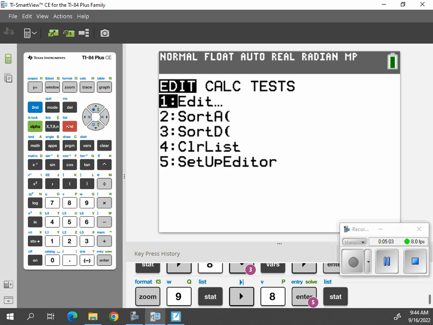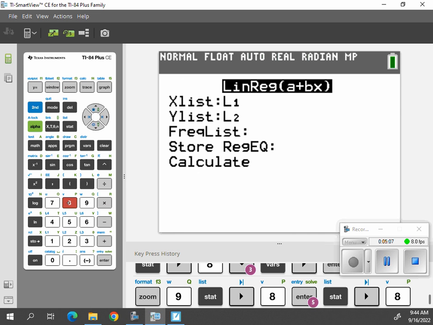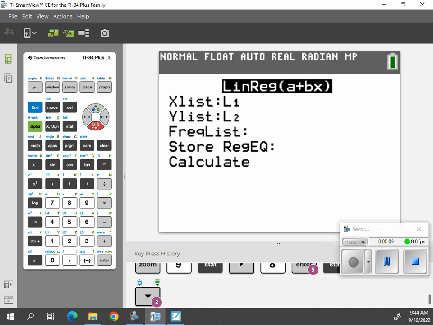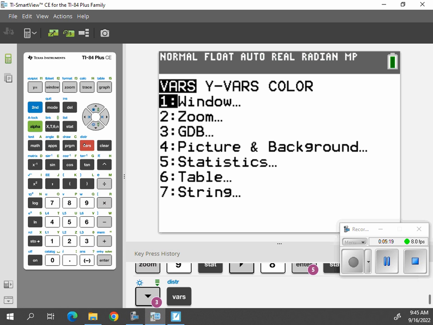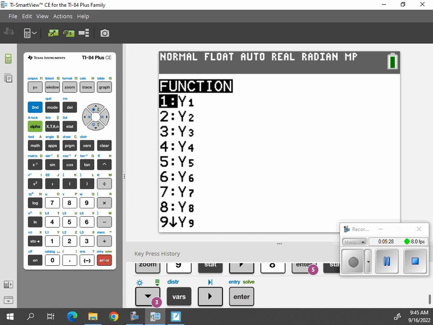So if we go to stat calc again and choose linear regression as if we're just doing this all over again, if you go down to where it says store, it's going to store the regression equation. We're going to click the vars button. Don't click second first like we've been doing. Just click the vars button. And we want to go over to yvars. We want to store a function. And we want to tell it where to store the function. And we'll just store it in y1 since we shouldn't have any in there already.